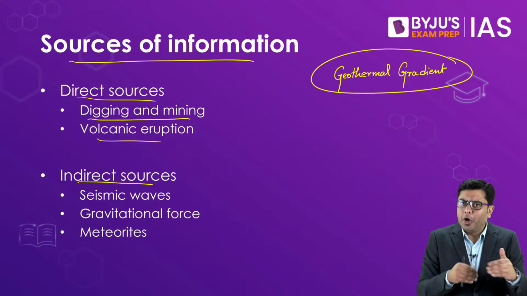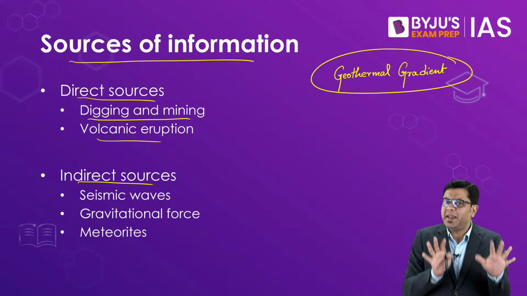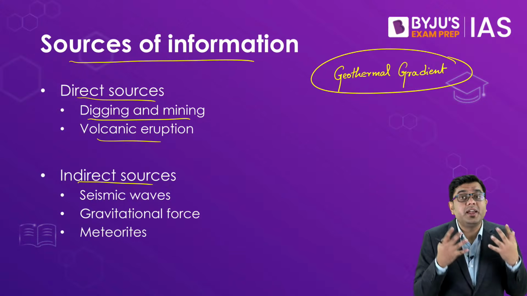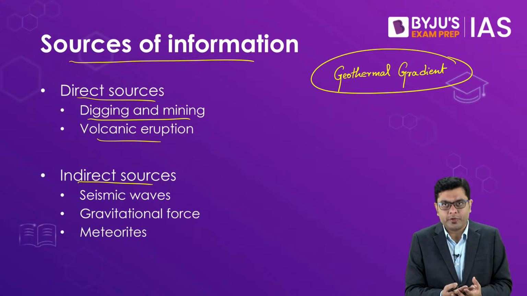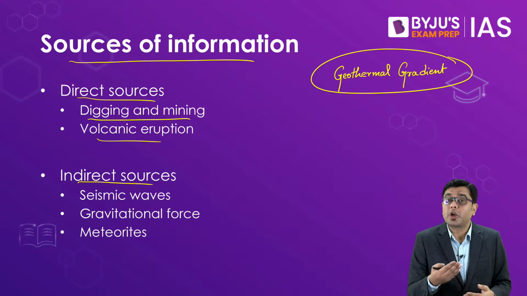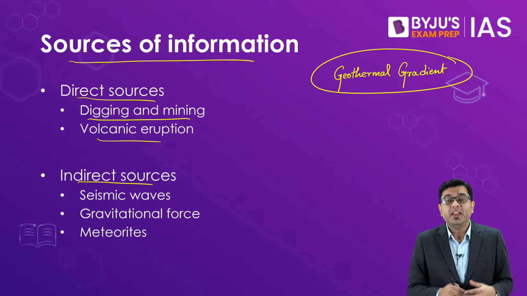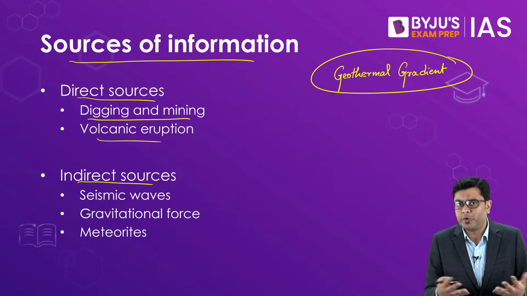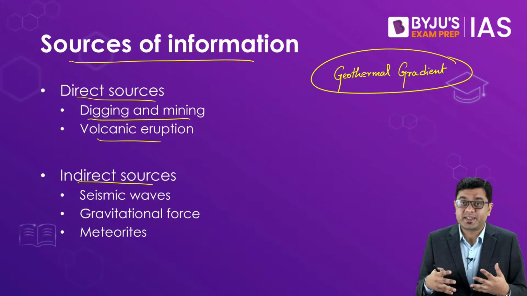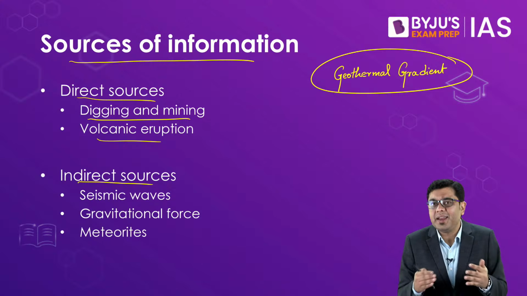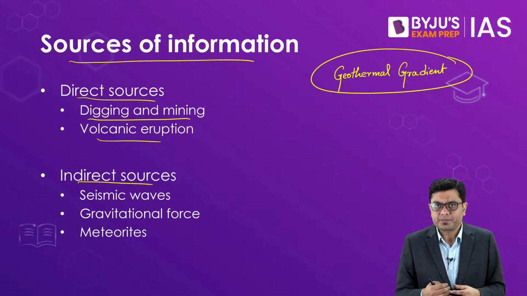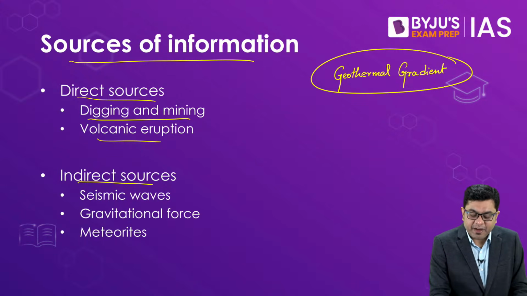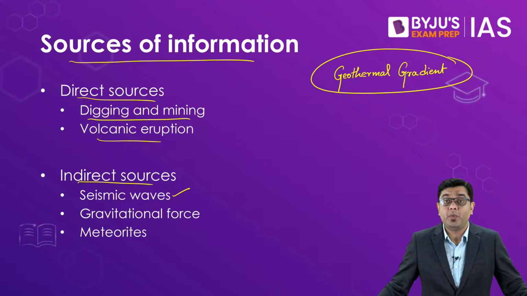So in both of these sources of information, you can observe that it is a direct source. It is a first-hand source of information. When we talk about indirect sources, these are the types of sources which help us understand the interior layering of the planet. How? If we take a look at a few of the indirect sources, we have, for example, seismic waves.